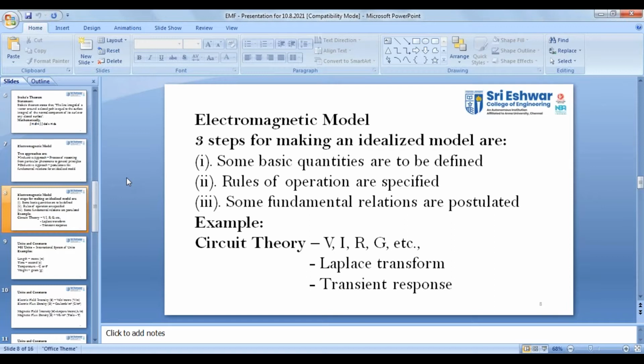Here we have to remember there are two types of approaches available: one is called the inductive approach, another is called the deductive approach. That is important to mark.